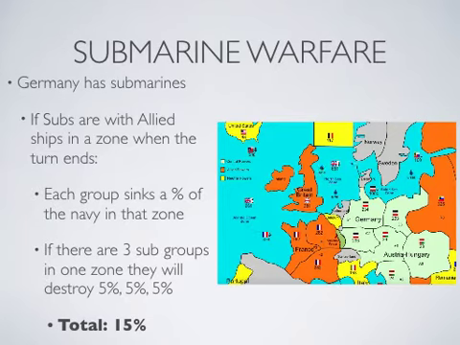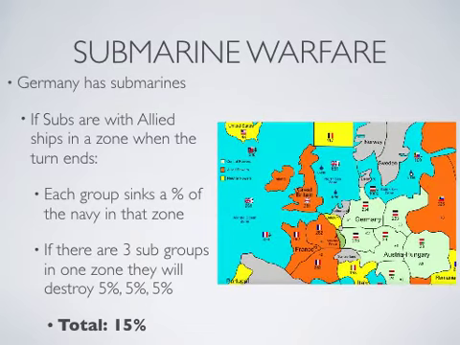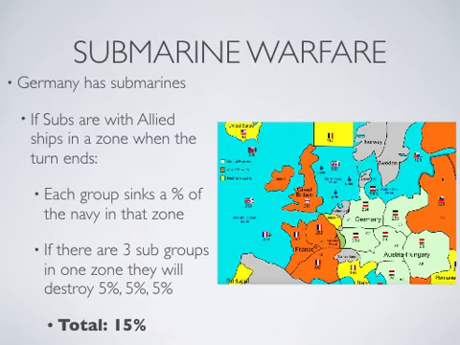As we move these submarines into the North Sea Zone, we can see now that if, for example, these three submarine groups were going to take out 5%, then they would actually be taking out 15% because there are three submarines in that zone.